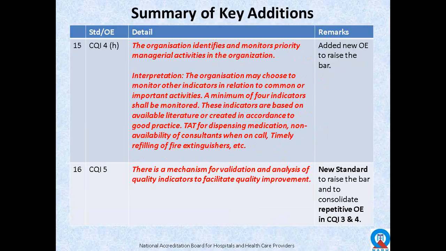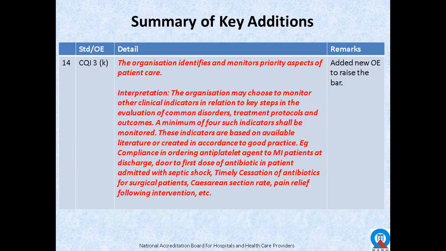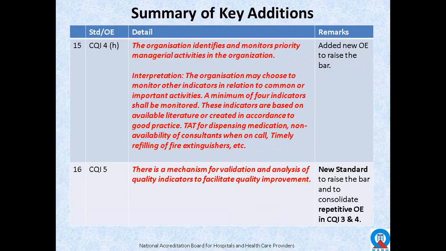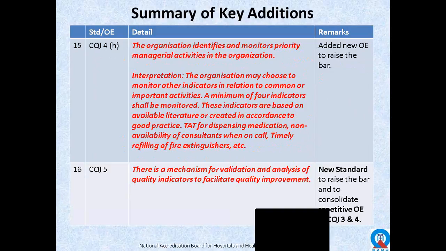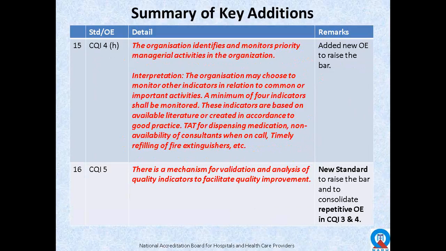Again, another new objective element which has been added is the organization identifies and monitors priority managerial activities within the organization. So here this was priority patient care activities, and then this has been priority managerial activities. Examples could be ACT for dispensing medications, non-availability of consultants when on call, timely refilling of fire extinguishers, etc. So indirectly this could also be of patient care, but predominantly we put this from the managerial side also. There has to be a few things which they prioritize and look at.